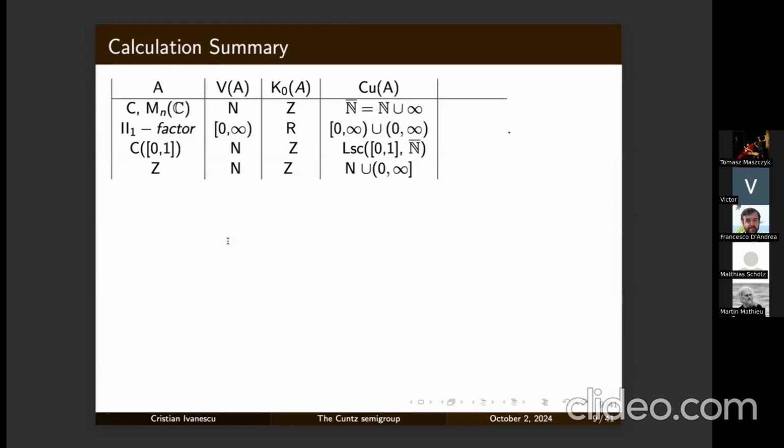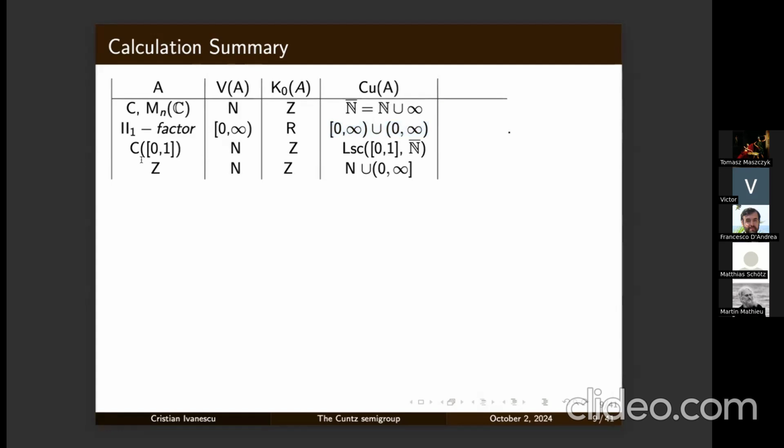Okay, so as a summary, here are some calculations, the ones I mentioned, and something additional, which likely I will mention later on in my talk. So we have complex numbers, matrices, algebra of compact operators, and also I want to make a comparison to the K0. For the complex numbers and Mn of C, we know we have Z for the K theory. We have the Cuntz semigroup is N union with infinity. For II_1 factors, one can check that the Cuntz semigroup is this disjoint union, and I will say more about this. Now I will explain what's the significance of this disjoint union later on in my talk.